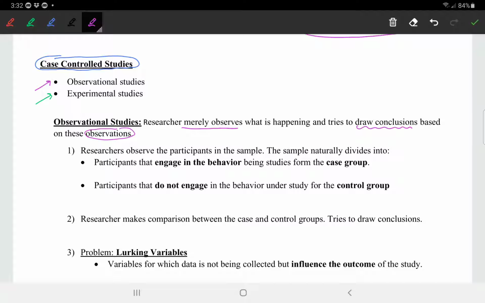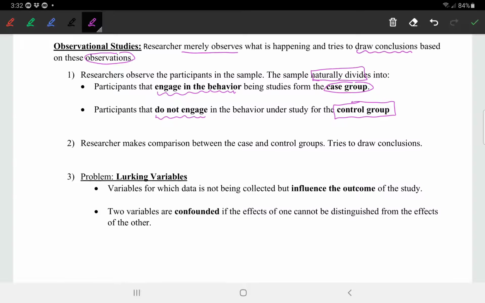So the researcher is going to observe the participants in the sample, and the sample will naturally divide into two different groups. There will be the participants who engage in the behavior that is being studied, and they will form what's called the case group. And then there's the participants who just naturally do not engage in the behavior under study, and these will be called the control group. Then, after that happens, the researcher will make comparisons between the case and control group and try and draw some conclusions. And of course, there's some problems with this.